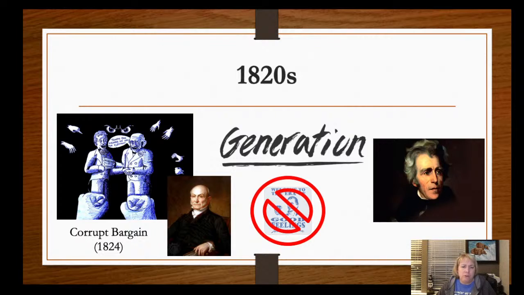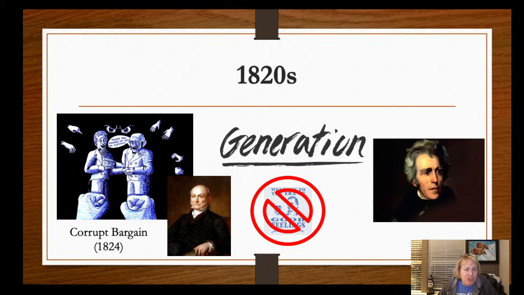We're going into the 1820s. We have a brand new generation of congressmen. We don't have any more of the founders. Monroe was the last, and now we have a whole new generation. The Era of Good Feelings, guys, is coming to an end. That corrupt bargain just brings it to an end.